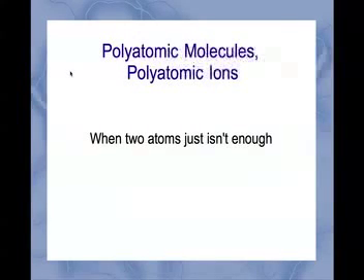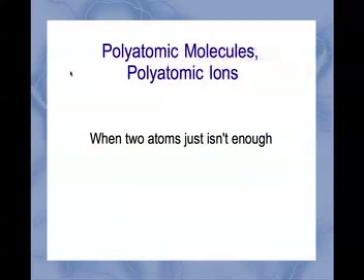Polyatomic molecules and polyatomic ions. So far, all of the compounds, either ionic or covalent, that we have looked at have been made from only two elements at a time. We have seen that many ionic compounds have more than two atoms, even if they only have two elements. For example, sodium oxide has two sodiums for every oxygen.